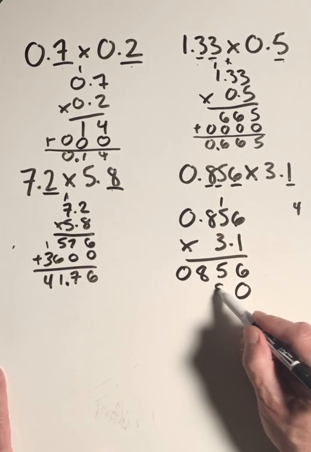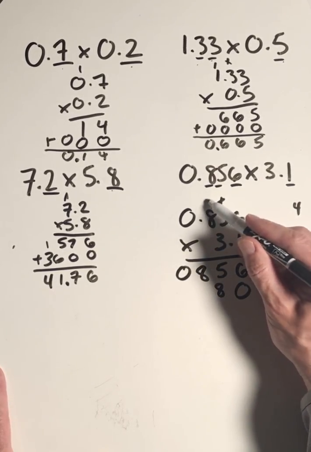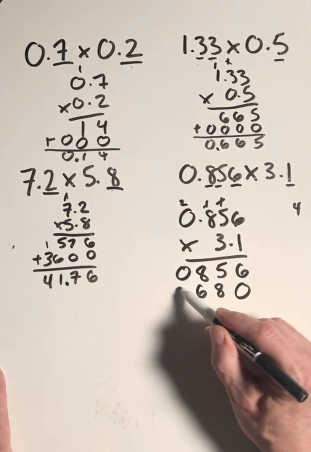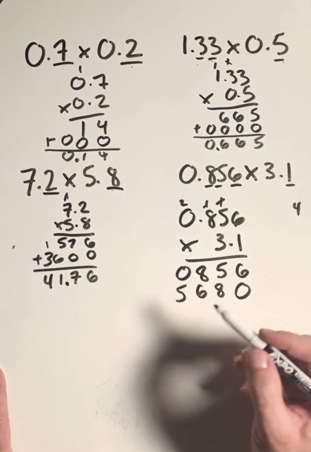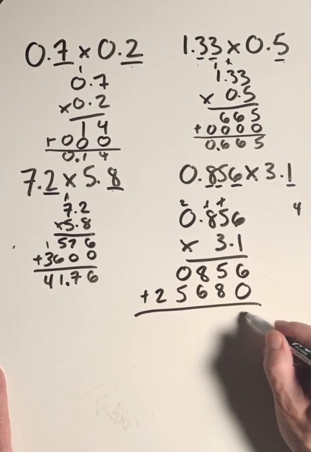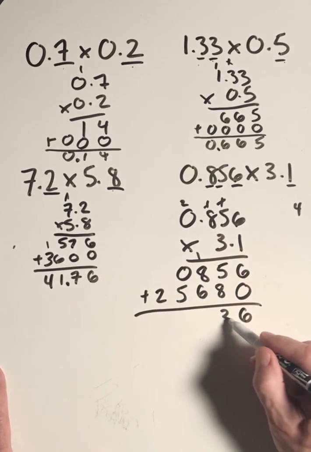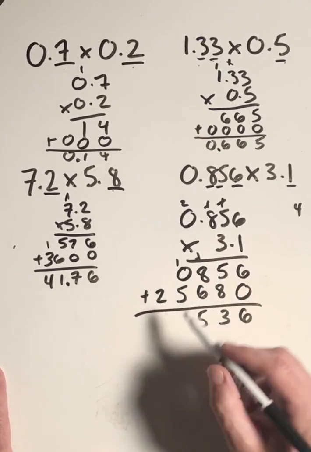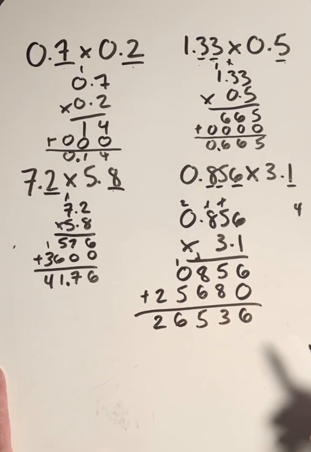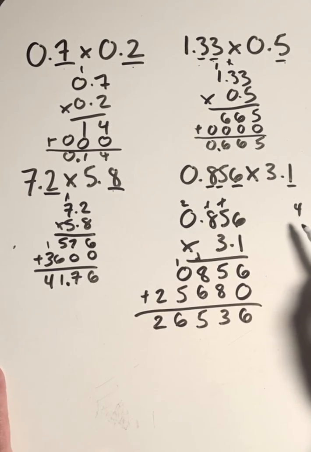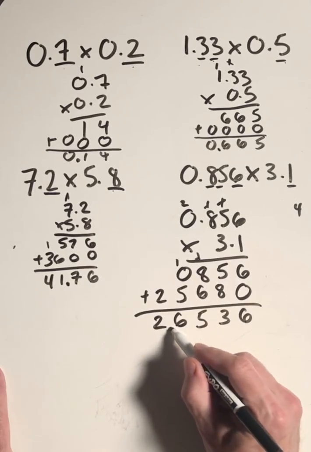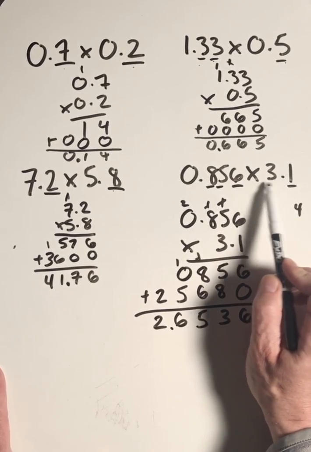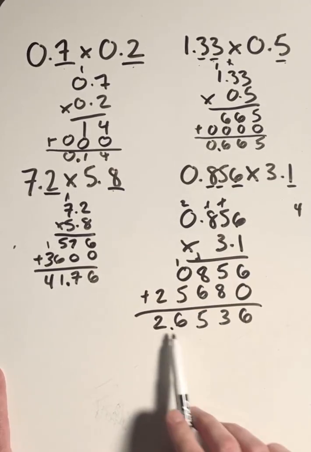6 times 3 is 18. 3 times 5 is 15, plus 1 is 16. 8 times 3 is 24, plus 1 is 25. 3 times 0 is 0, plus 2 is 2. Add them up. 6. 8 plus 5 is 13. 8 plus 6 is 14, plus 1 is 15. 5 plus 1 is 6, and bring down the 2. I need to have 4 digits to the right of my decimal point, so 1, 2, 3, 4. Up here, I had a number less than 1 that was being multiplied by around 3, so my number should be less than 3, and it is.